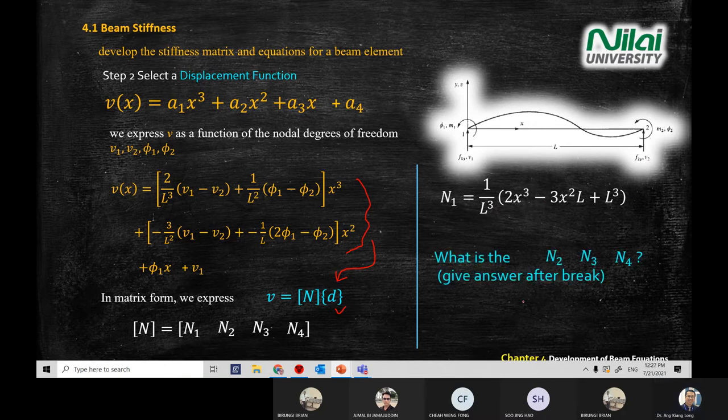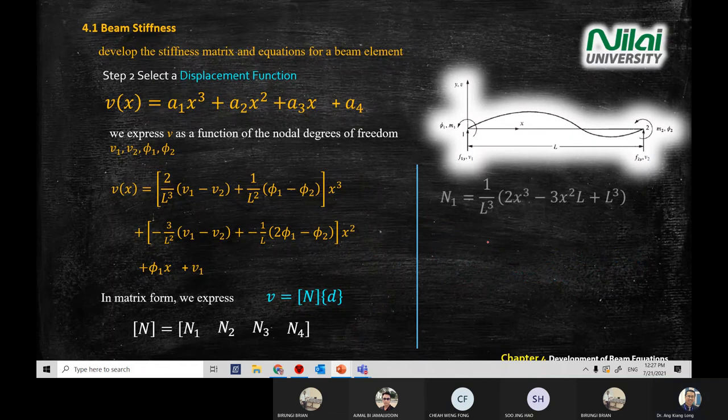N2, right, you need to find all this. So I will leave you this one as your homework. You're going to need to find out what N2, N3, N4 are, or how to arrange the matrix from the equation so that you can get N1, N2, N3, and N4. Okay, so this is your mathematics skill. I'm not going to cross-check for you. You need to cross-check yourself.